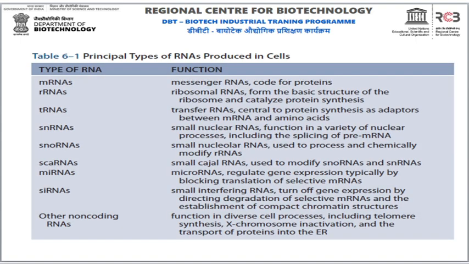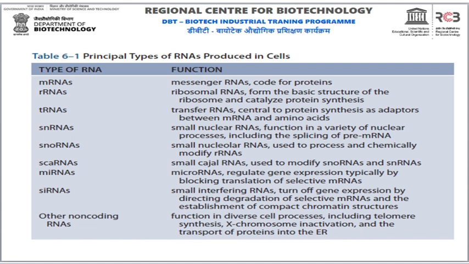Next, the principal types of RNA and their respective functions. First is messenger RNA, which codes for protein. Ribosomal RNA forms the basic structure of the ribosome. Transfer RNA is central to protein synthesis. This transfer RNA acts as an adapter between your mRNA and the amino acid. Next is small nuclear RNA, which functions in various nuclear processes. The small nuclear RNA is involved in the splicing of your pre-mRNA.